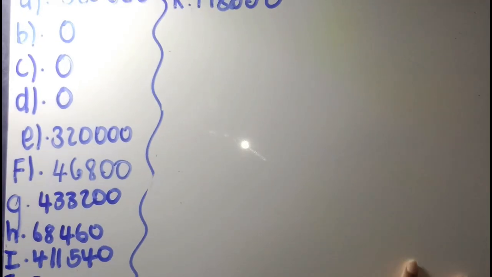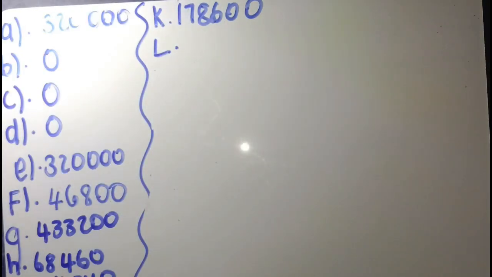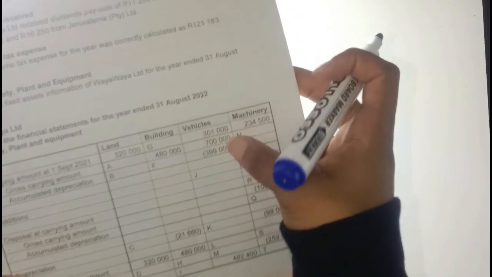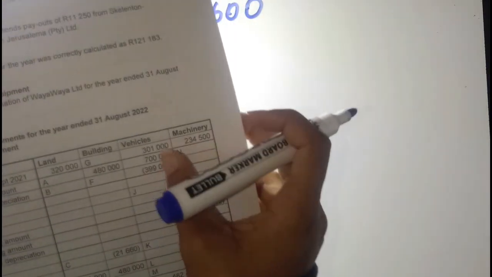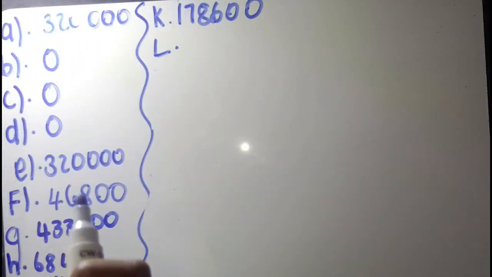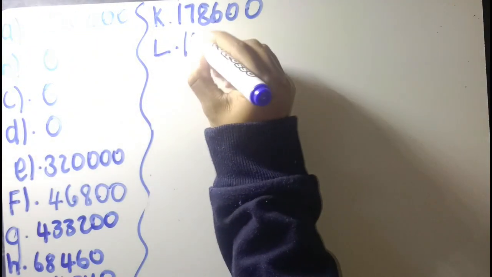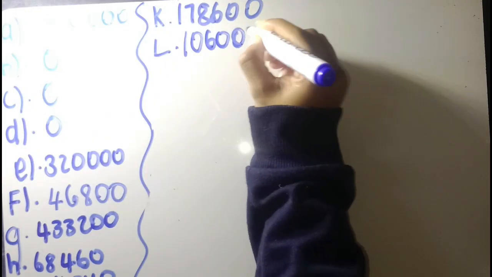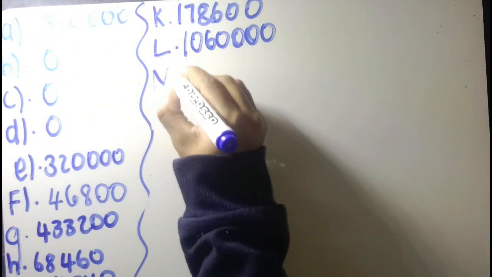Okay, now let's move on to L. Right. So your L, they're asking for the gross carrying amount. So you're obviously going to say your 360,000 plus your 700,000. 360 of additions plus 700,000, and you must have 10, right? And then you're gonna move on to M.